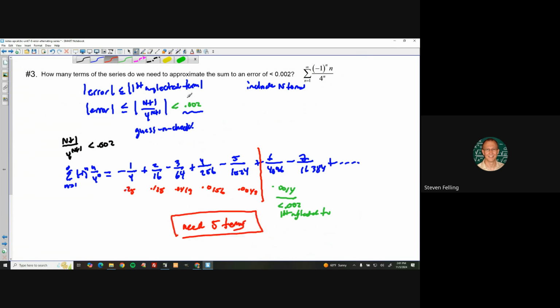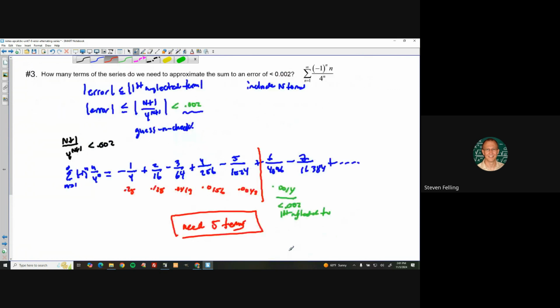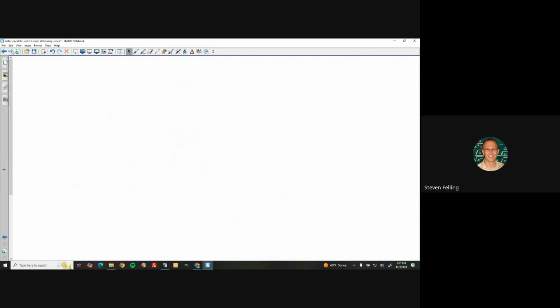So I included this example to say, sometimes you luck out and you get something where you can actually use algebra to solve for the number of terms. But if not, you can just switch to guess and check. You just write out the terms, you figure out what they are in decimal, and you just truncate when the next term goes below the goal. And that's it. That's the error or the remainder for alternating series. All right.